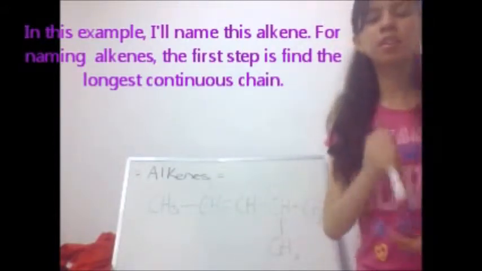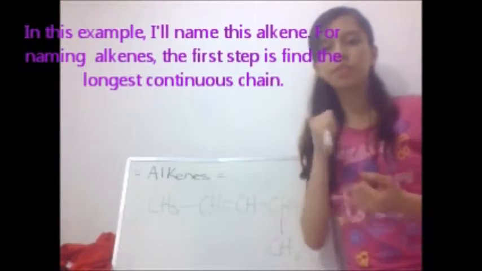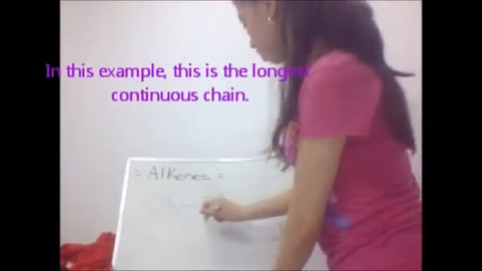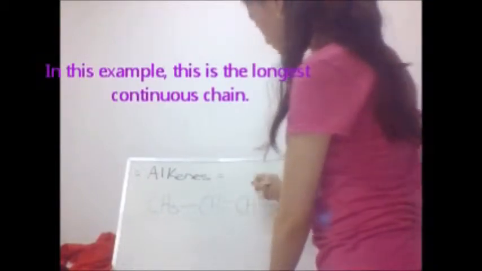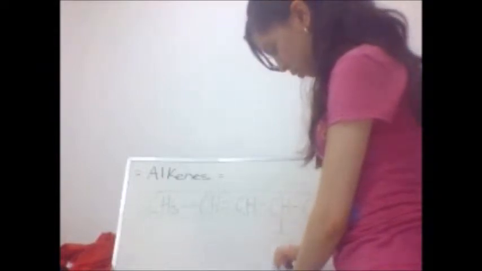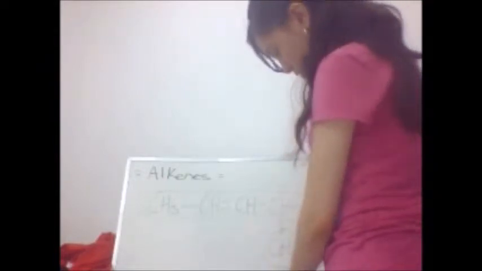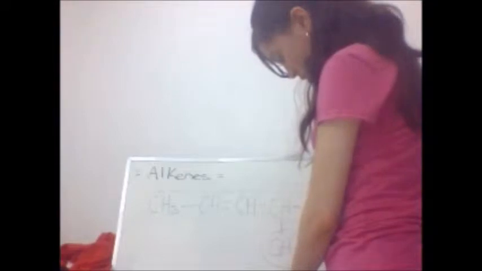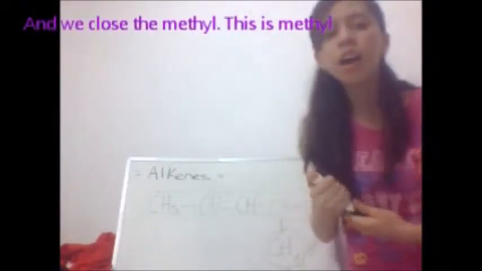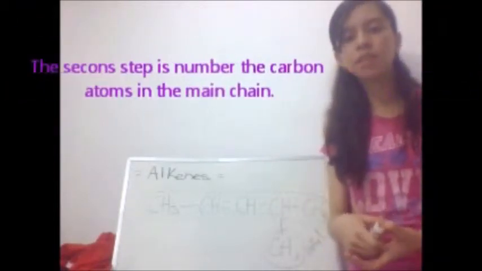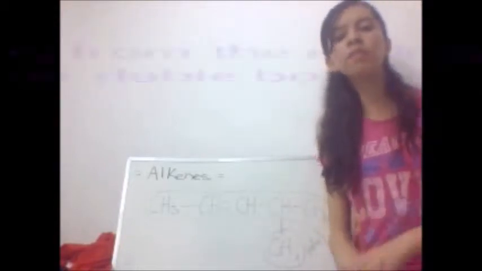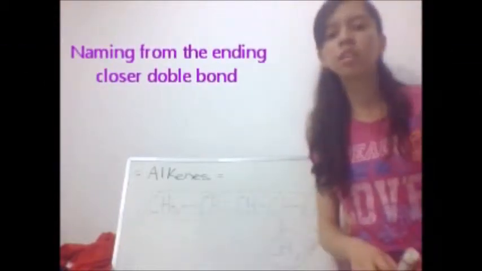For naming the alkenes, the first step is to find the longest continuous chain. In this example, this is the longest continuous chain. This is the ethyl, and this is methyl. The second step is to number the carbons of the main chain, naming from the end closer to the double bond.